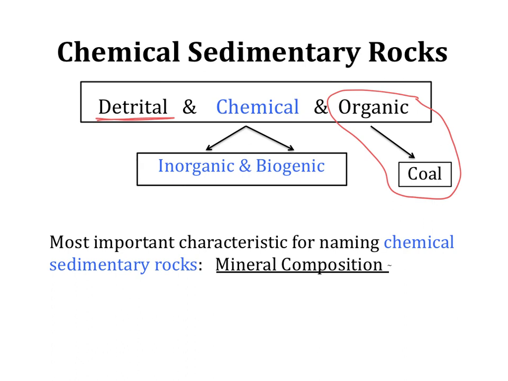So that leaves us with the chemical sedimentary rocks, and we break them down into two groups. One group is inorganic. So this is a group that forms just when minerals that are dissolved in water precipitate out of water. So this is direct precipitation from water.